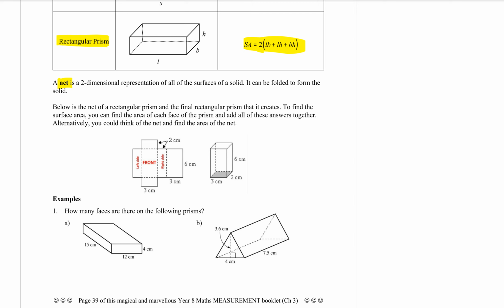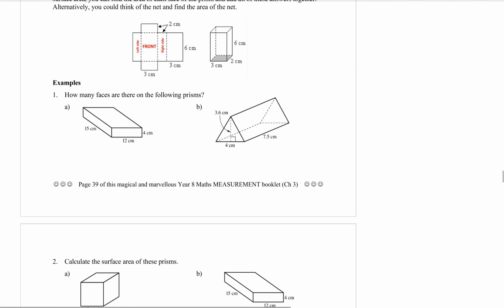Okay, so if we look at the examples, this first example just asks us to practice finding how many faces there are on the prisms. So this first prism here is a rectangular prism. So you'd have the big rectangle on the top and the bottom, 2 long skinny ones on each side here, and a shorter but skinny one on the front and the back. So altogether there would be 6 faces on that prism.